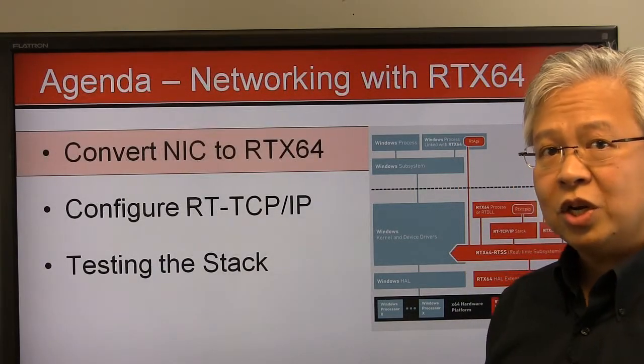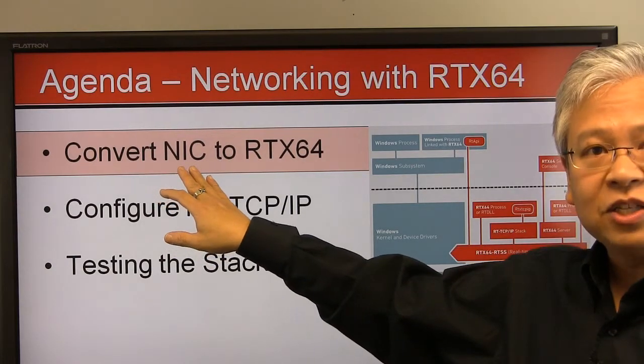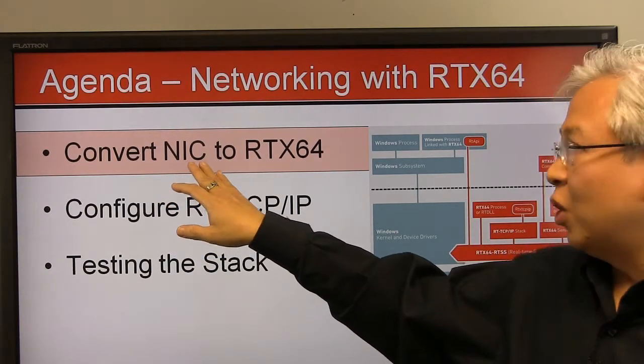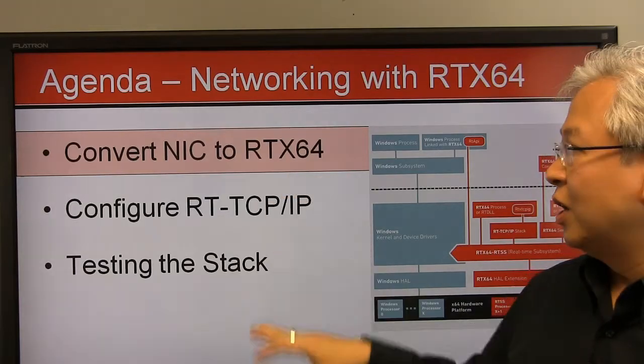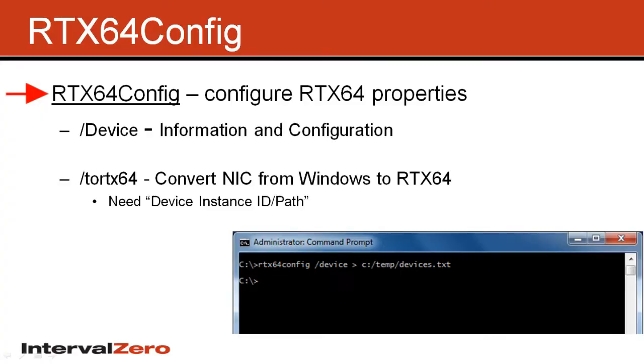In this first section, we're going to talk about how to convert a network interface card, or NIC, from Windows control over into RTX64. In order to do that, we're going to use the RTX64 config function, and there are a number of different options you can use with this function. But today, in this section, we're going to talk about /device and /2RTX. With /device, we're going to retrieve the device information for this network interface card, and using the /2RTX command, we're going to convert the NIC from Windows control to that of RTX64. So let's go ahead and get started.